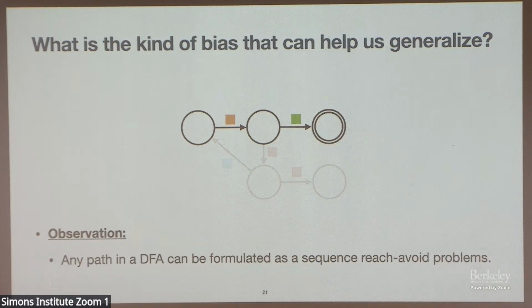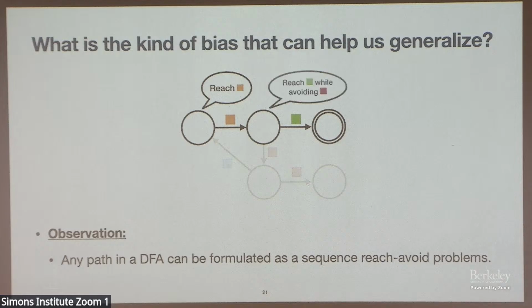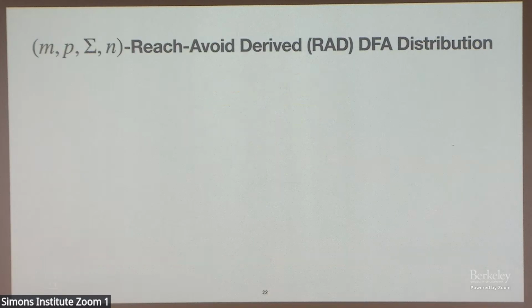So if you fix this path, what this path is saying is, from the first state, reach orange, and in the second one, it is saying reach green while avoiding red, because red takes me away from my path. So can we now turn this intuition into a DFA distribution, basically a random DFA space? So we define this reach avoid derived DFA distribution.